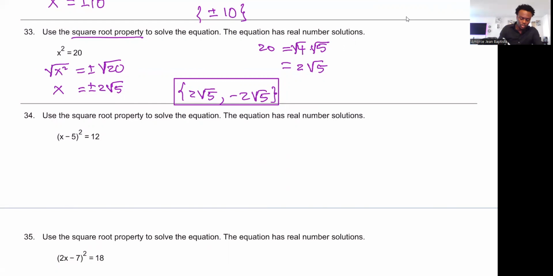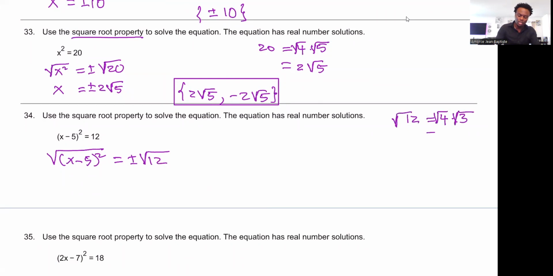Well, you can do the same over here as well. As long as you have something squared equals something, then you can take the square root of both sides. Always remember the plus or minus, and then solve it for x for your solution. So over here, that's the square root of x minus 5 squared equals plus or minus the square root of 12. 12 is 4 times 3. Then the square root of this will be the square root of 4 times the square root of 3. So the square root of 12 is 2 square root of 3.